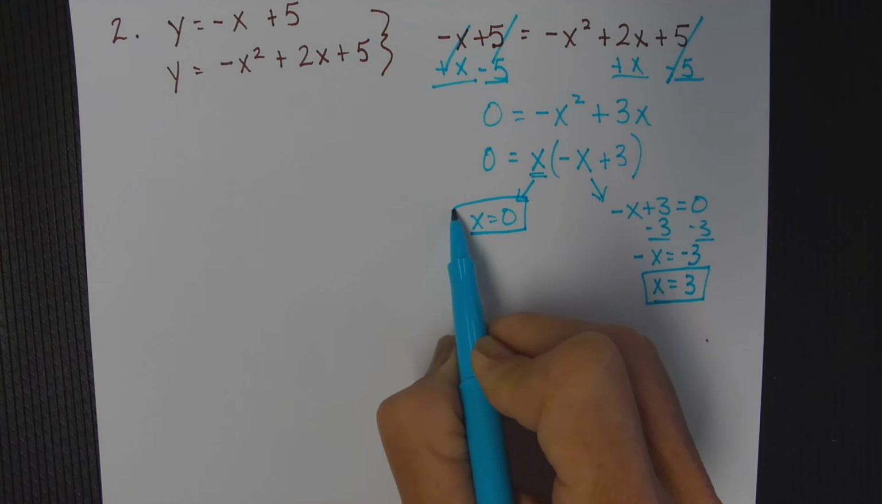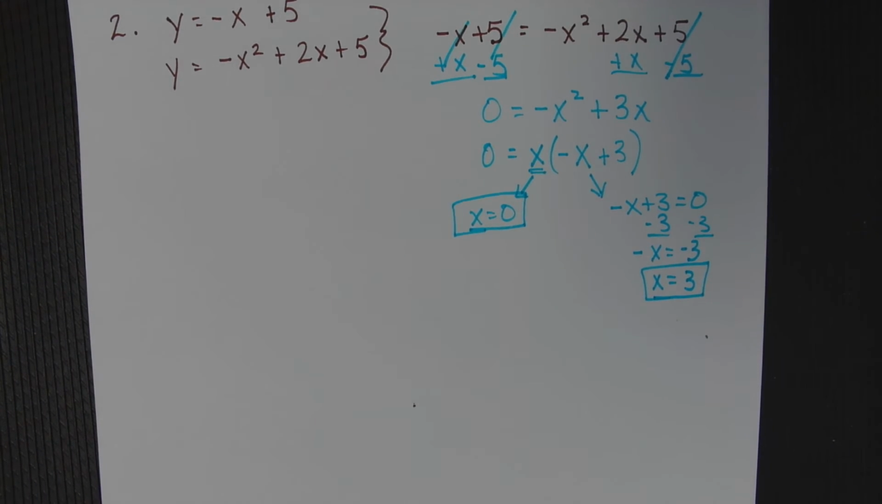Yes? Would it work like if we did the negative x squared plus 2x plus 5 first, then equals to... You got to set it equal to 0. Yeah, really good question.